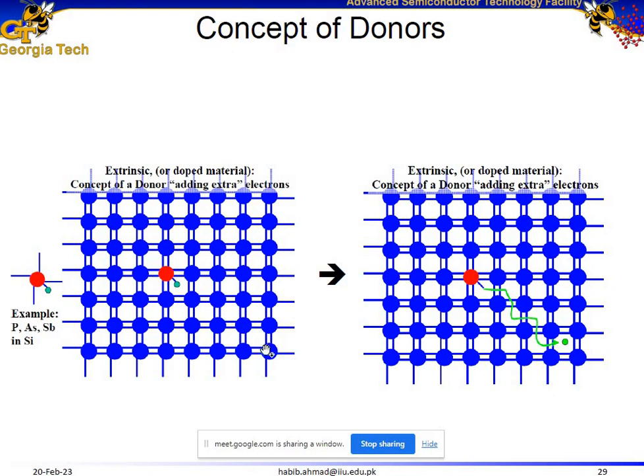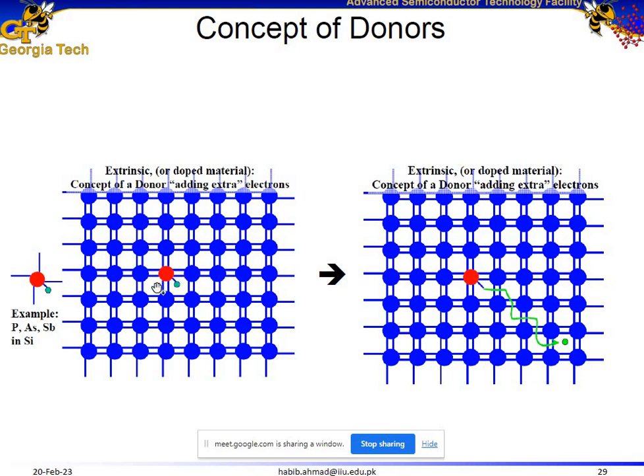Concept of donors. For example, consider the same crystal lattice of silicon atoms, but now we have added a pentavalent atom into the crystal lattice. By pentavalent I mean an atom which has 5 valence electrons. For example, the atomic number of phosphorus is 15, which means it has 5 electrons in its outermost shell. So this filled red circle represents phosphorus atoms. It has 5 valence electrons. It is going to share 4 out of these 5 valence electrons with its neighboring silicon atoms.